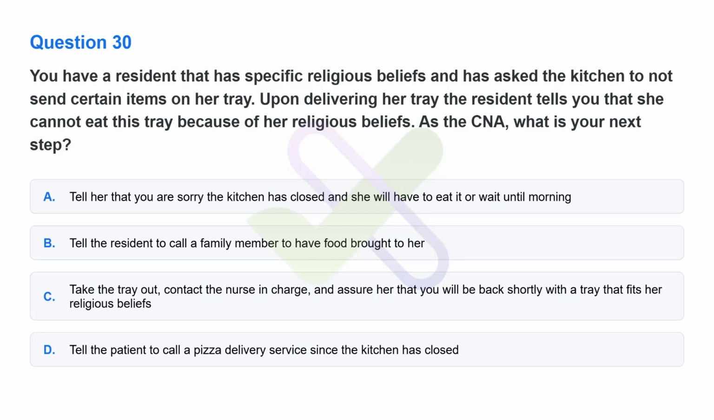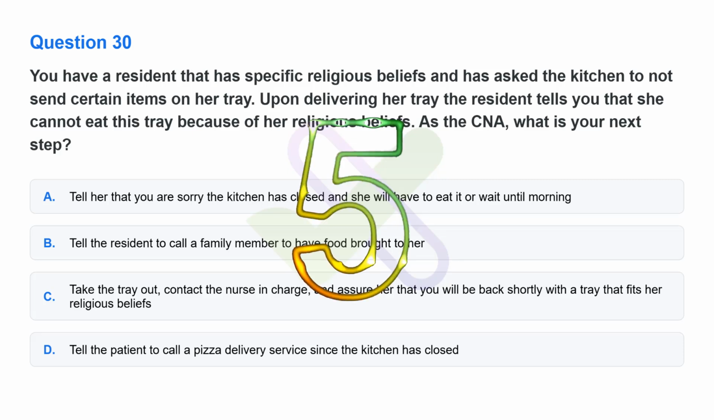A, Tell her that you are sorry the kitchen has closed and she will have to eat it or wait until morning. B, Tell the resident to call a family member to have food brought to her. C, Take the tray out, contact the nurse in charge, and assure her that you will be back shortly with a tray that fits her religious beliefs. D, Tell the patient to call a pizza delivery service since the kitchen has closed.